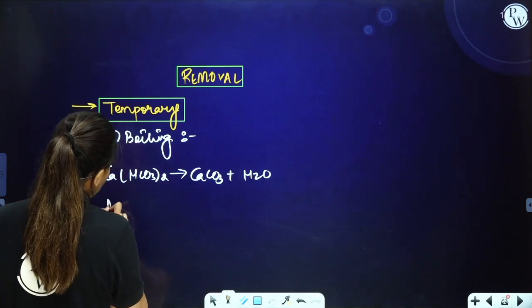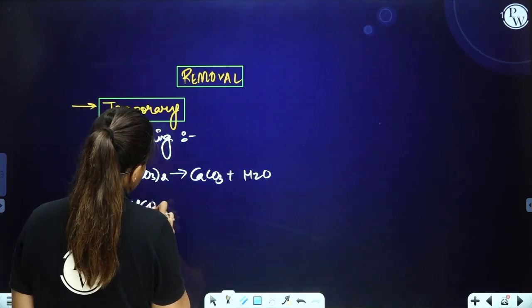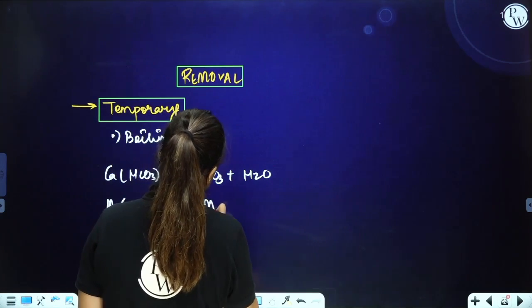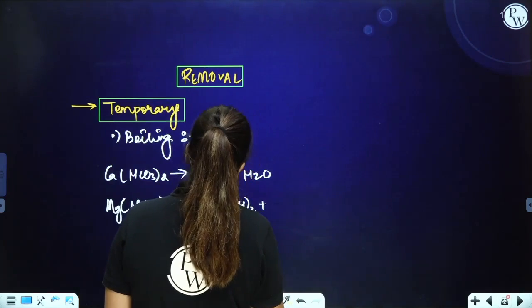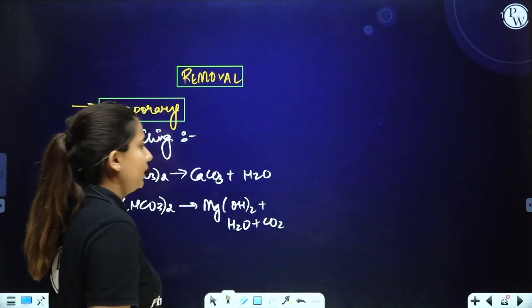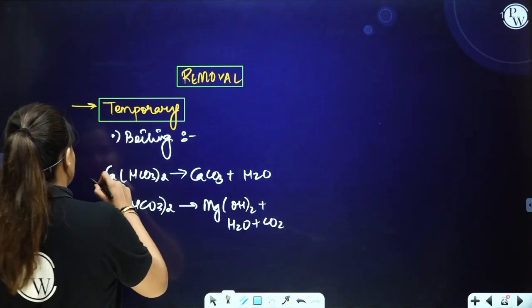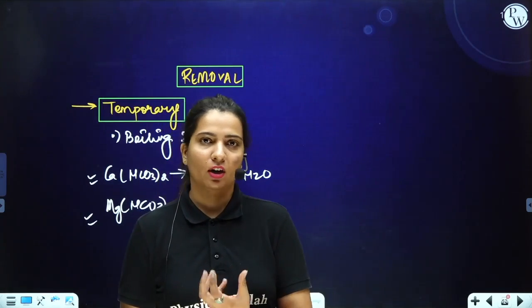Okay. And whenever you have a magnesium hydrogen carbonate, you are getting over here magnesium hydroxide plus H2O plus CO2. Okay, so these are the products you are getting when you have the calcium bicarbonate and the magnesium bicarbonate breaking due to the process called boiling.